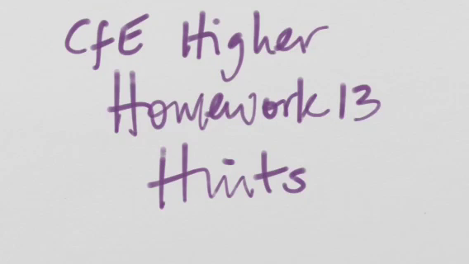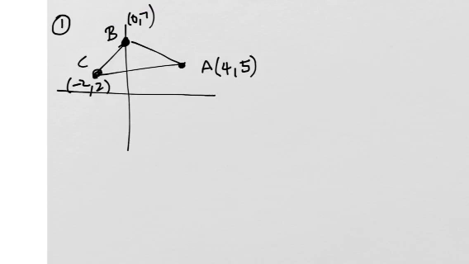Okay, let's have a look at homework sheet 13. First question, it helps if you have a little diagram to do this. So you have those points. Now question A asks you to find the coordinates of D, the midpoint of AB. So that should be fairly easy and simple for you to get, because you know the midpoint formula.